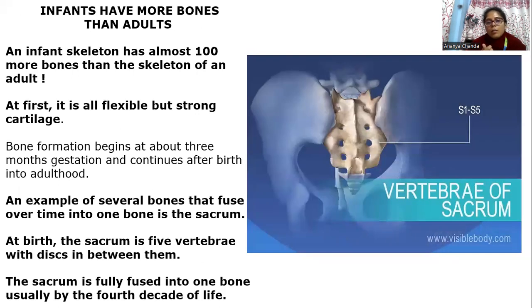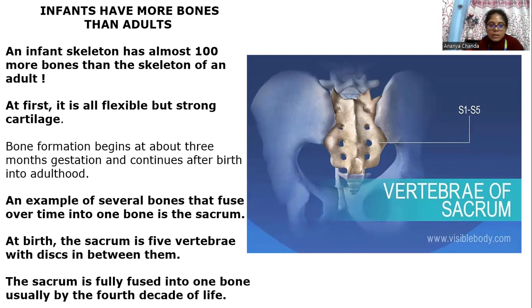Then comes the bones that infants have. Infants have more bones than adults. That is, an infant skeleton has almost 100 more bones than the skeleton of an adult. So normally the human being has 206 bones. If we add 100 bones, then it becomes what? 306 bones. So infants have 306 bones.